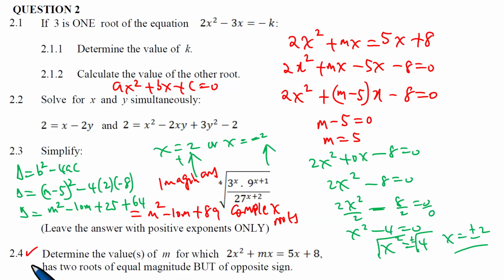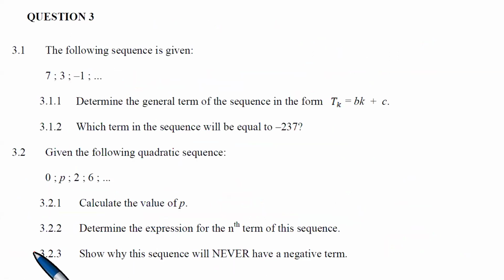Next question. Right, in question 3 now, we're looking at the number patterns. Let's deal with these number patterns. 3.1, the following sequence is given: 7, 3, minus 1. Determine the general term of the sequence in the form that. What is the general term of this sequence?